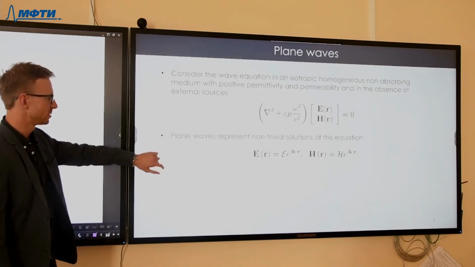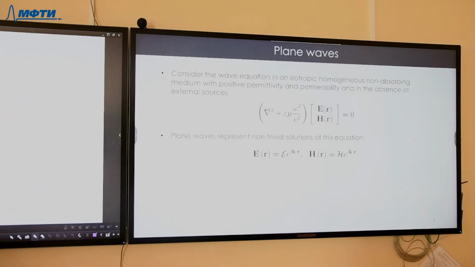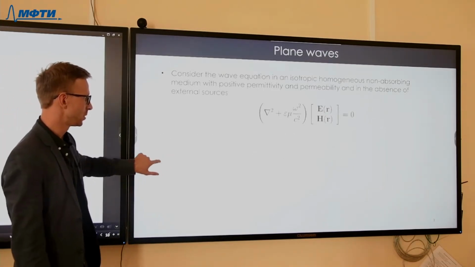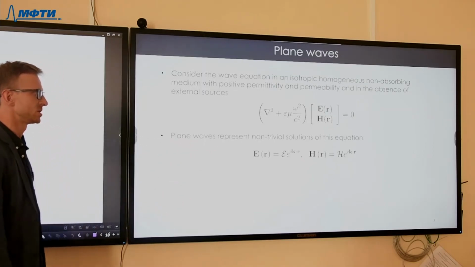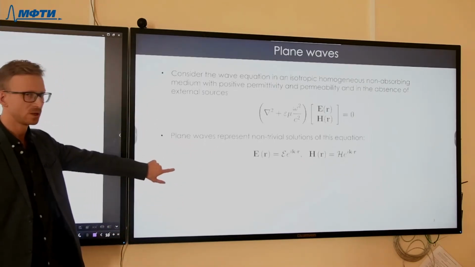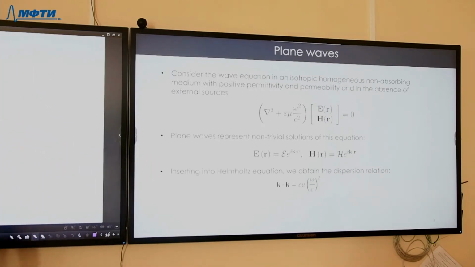And the non-trivial solutions of this equation are plane waves. So electric and magnetic fields are expressed as a certain polarization vector, which is unknown yet, times the exponential factor, the phase factor, which describes the propagation of this plane wave through the homogeneous space with positive permittivity and permeability. And k is the wave vector. All right? So if we plug this dependence of the electric and magnetic fields into the Helmholtz equation, we obtain the dispersion relation that describes the wave vector of this plane wave propagating through our homogeneous space.